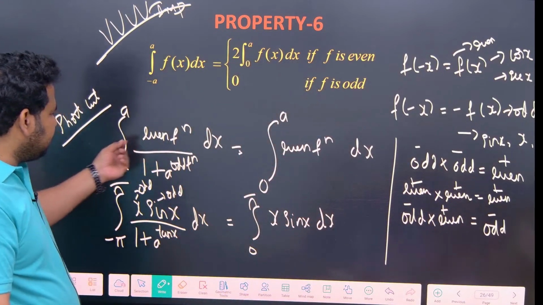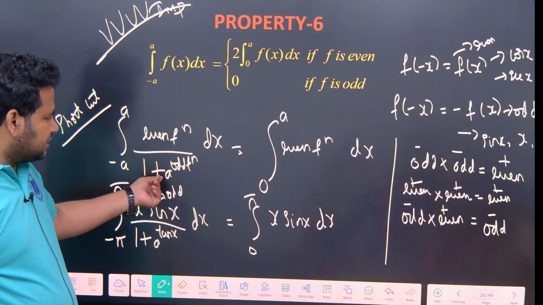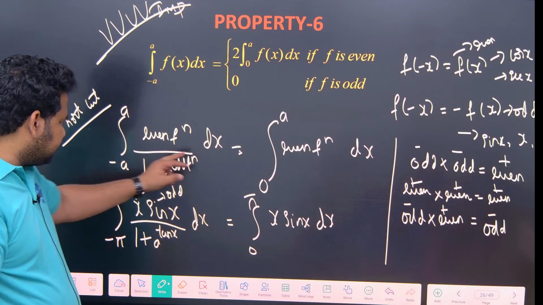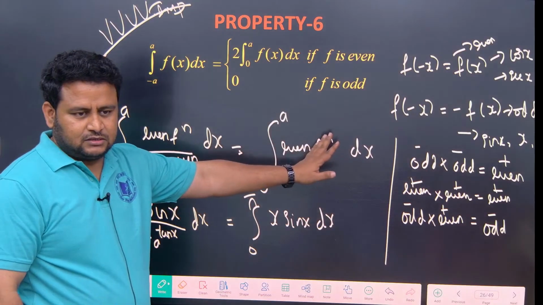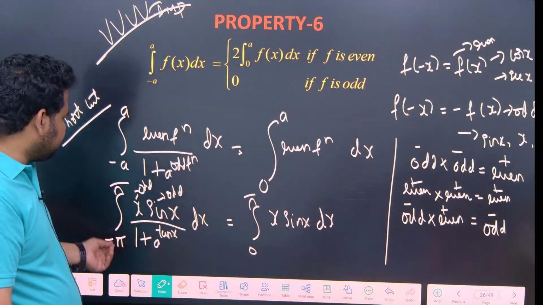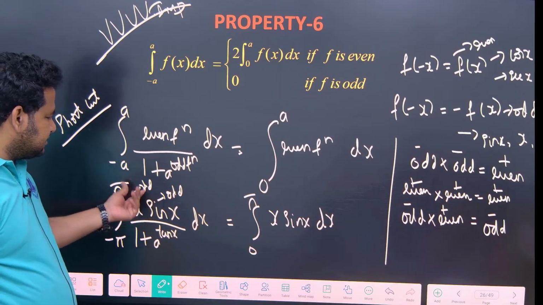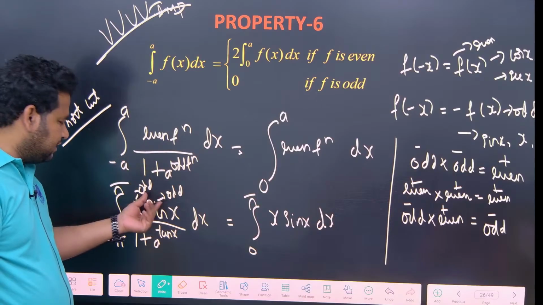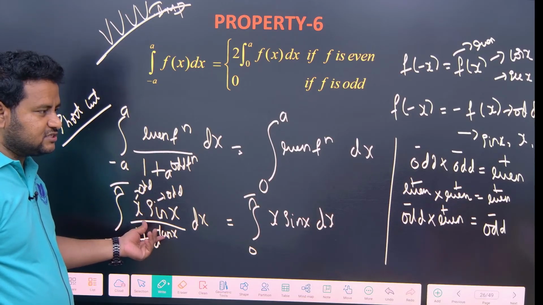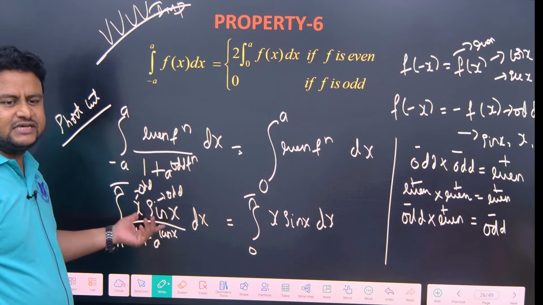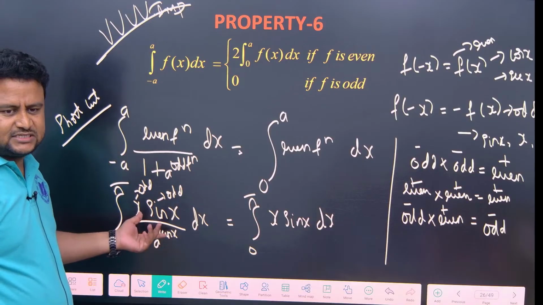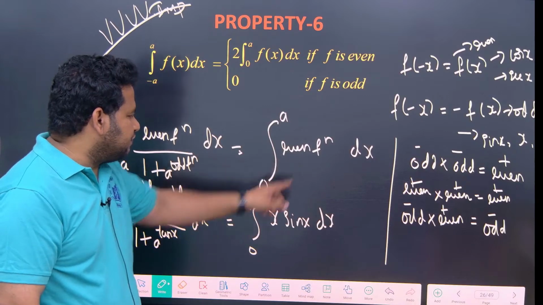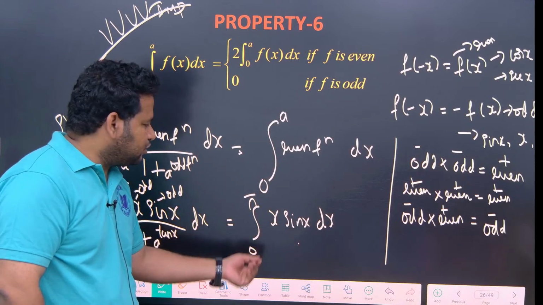So what I told you: integral from minus a to a of an even function divided by 1 plus exponential of an odd function, here minus pi to pi, can be written as integral from 0 to a of the even function dx. Suppose you take the example minus pi to pi of x into sin x. This is odd, this is odd. Odd into odd is even. This entire thing will become even, divided by 1 plus a power tan x. A power tan x is what? Tan x is odd, so this is an odd function. So I can directly write 0 to a of the even function. This entire thing is an even function. Now we can solve this.